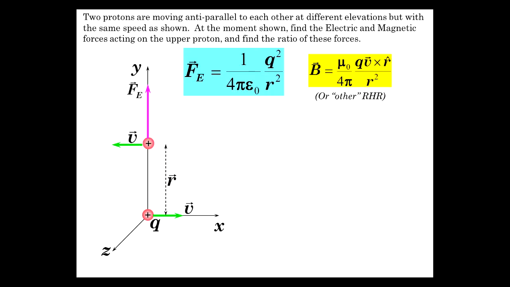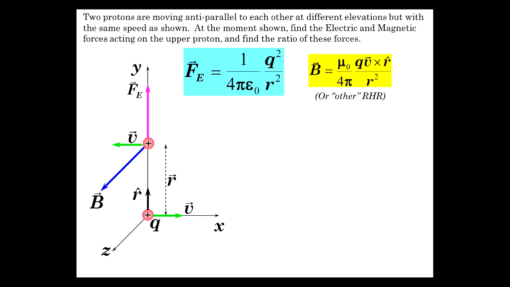So when we say v cross r, this v crossed into r, take your right hand and swing v into r. Which direction does your thumb point? Well, it should point in the positive z direction. So that's the direction of the magnetic field.